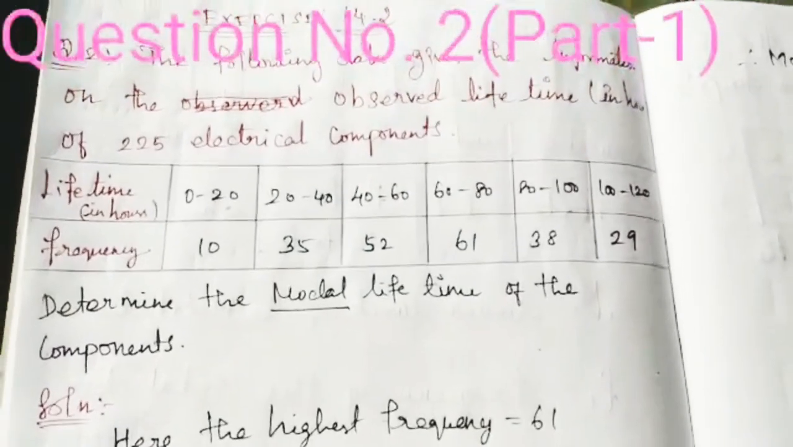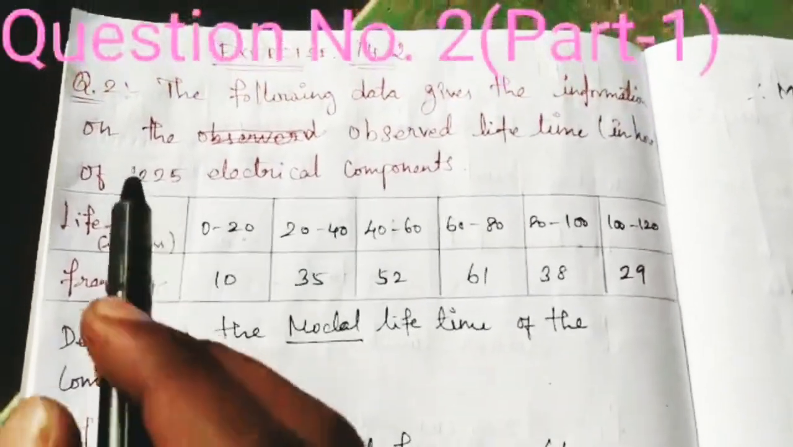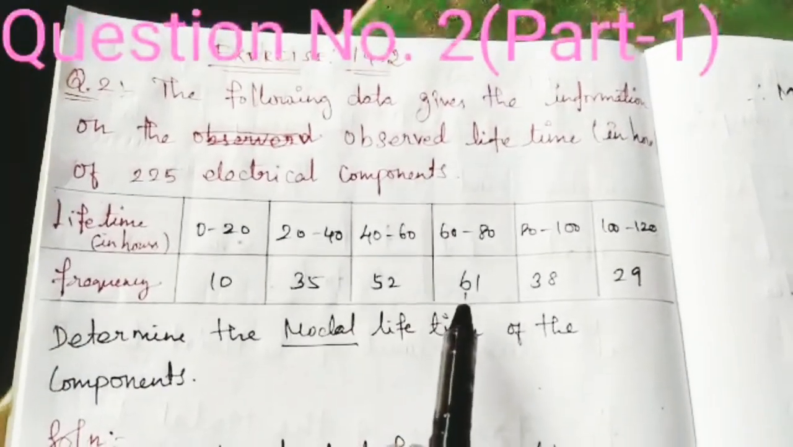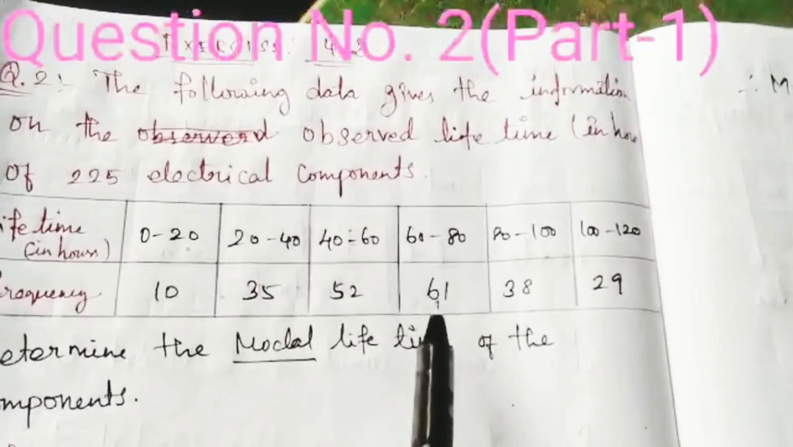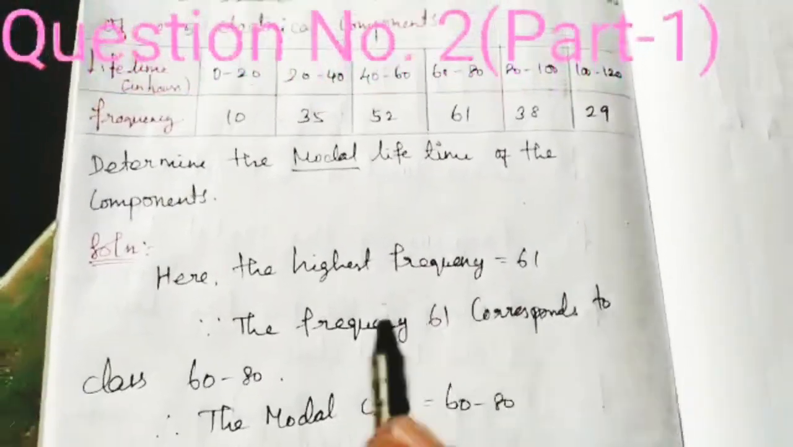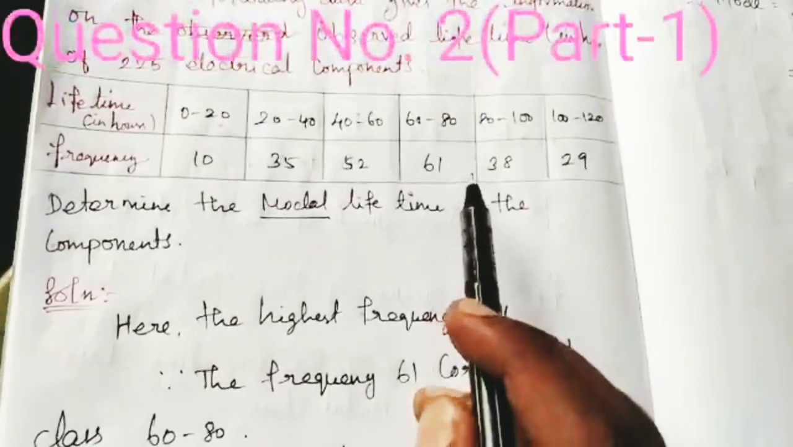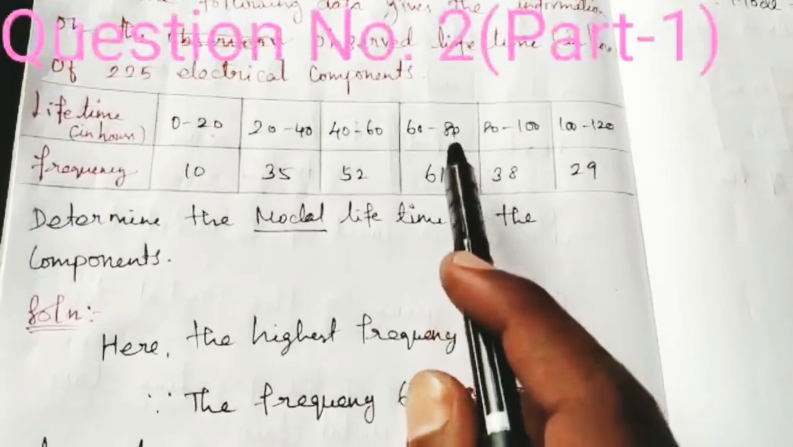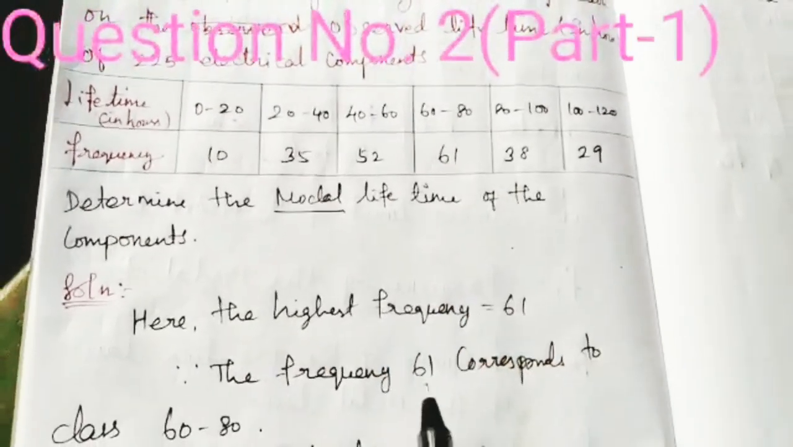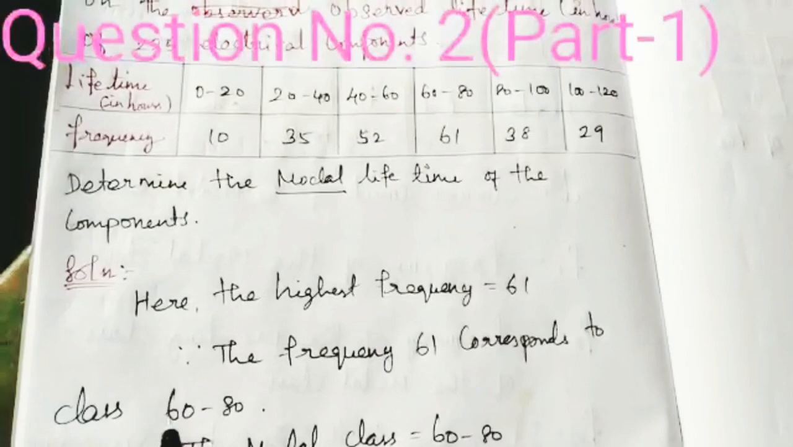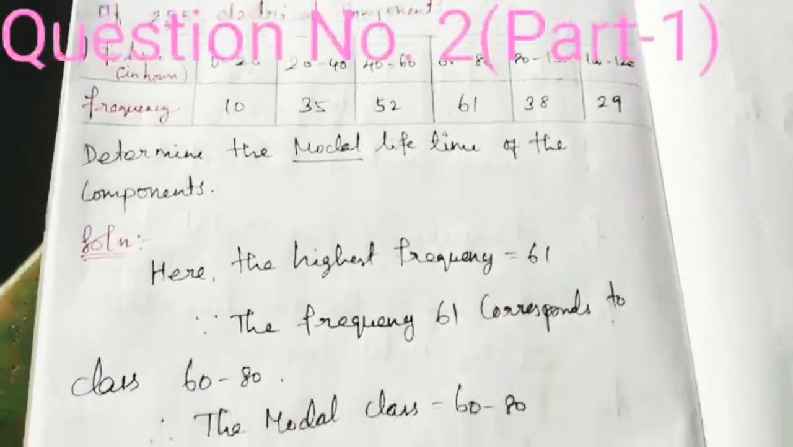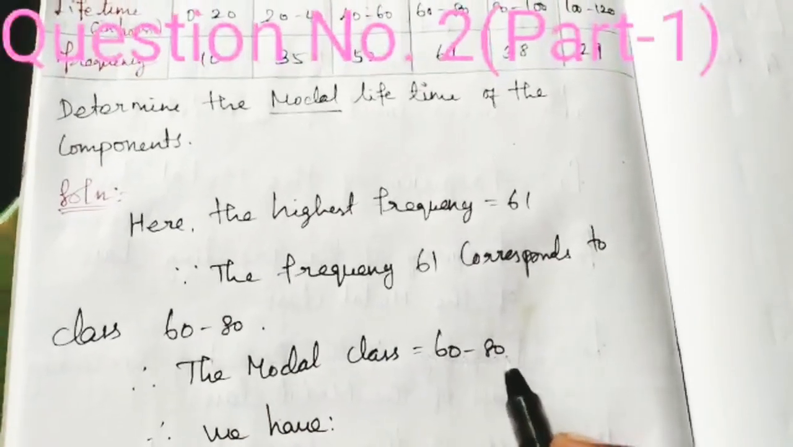First you have to see the highest frequency. Which is the highest frequency? 10, 35, 52, 61. Already in the introduction we have seen the modal class. Let's see the solution. Here the highest frequency is 61. 61 corresponds to the class interval 60 to 80. So the frequency 61 corresponds to the class 60 to 80, so 60 to 80 is the modal class.